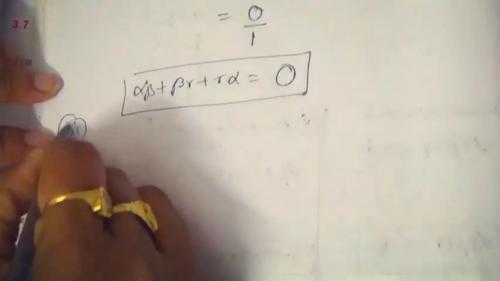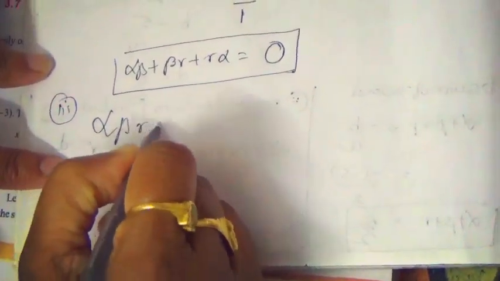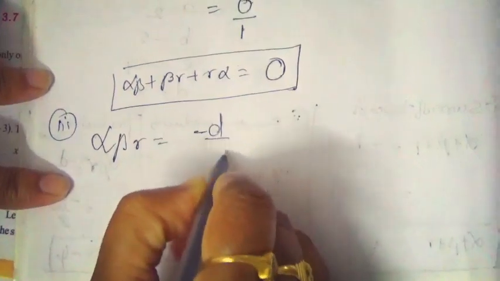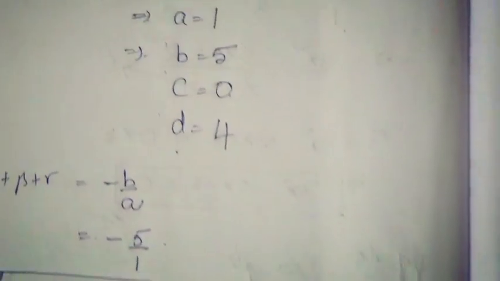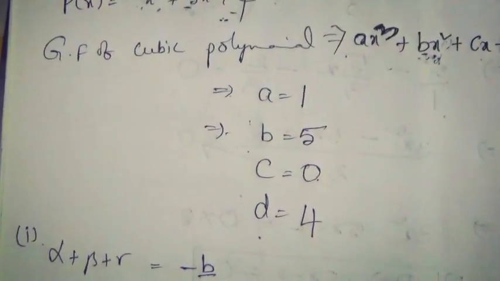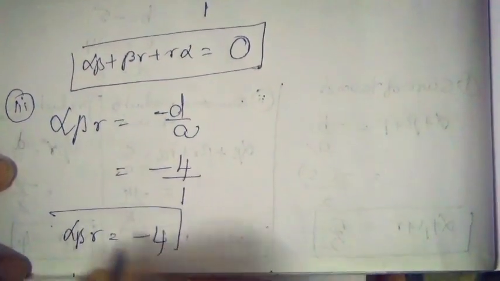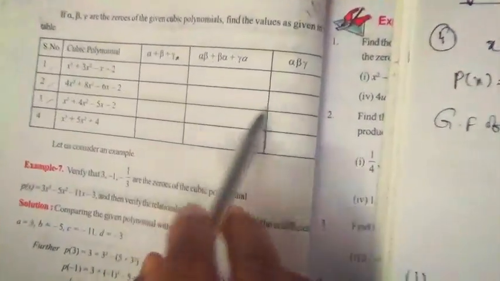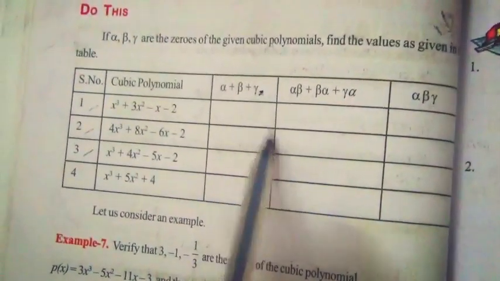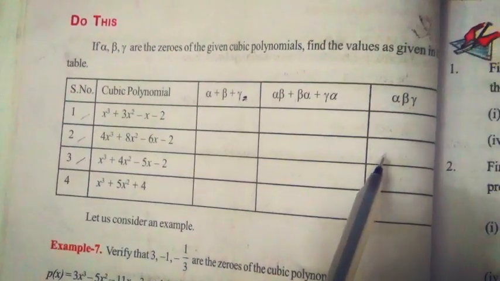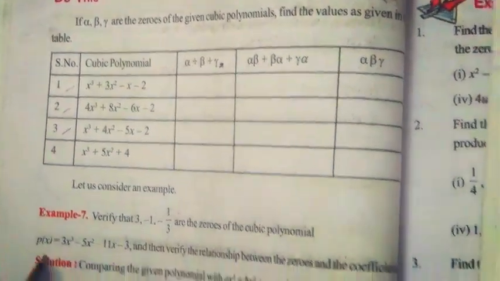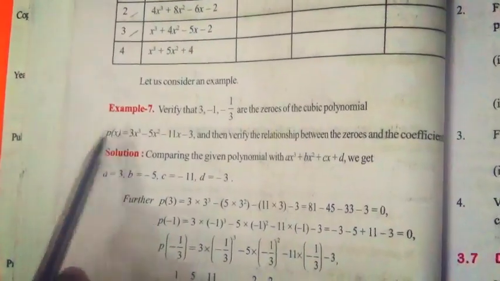So the third one, the product of the zeros, alpha beta gamma, is equal to minus d by a, that is equal to minus, what is the value of d? 4, minus 4 by a, that is 1. Alpha beta gamma is equal to minus 4. That is the answer for this. These are the relationships of this equation. Just like that, you have to fill this table to find these values of relationships between the zeros of the cubic polynomial. Okay, next on the same page you have example 7.